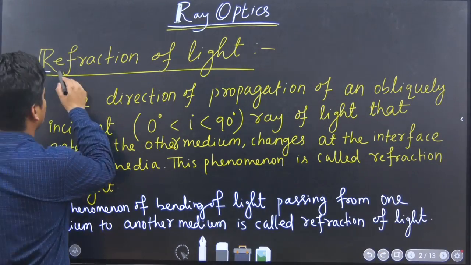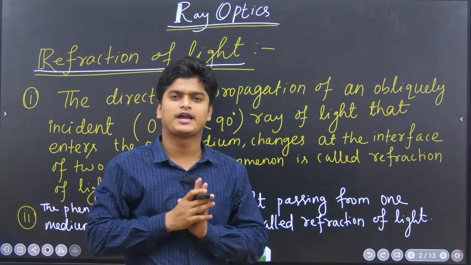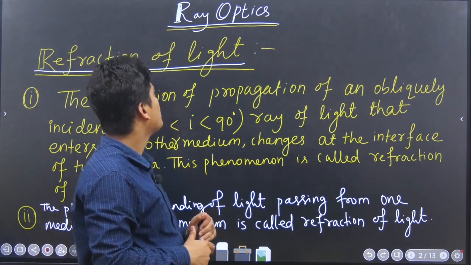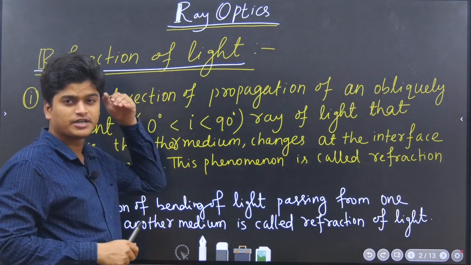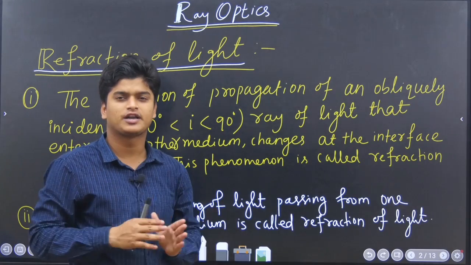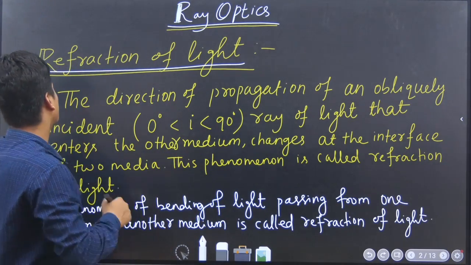Refraction mostly comes under ray optics. That means here the light you are considering is a ray of light. And ray optics is also called basically what? Geometrical optics. Some geometrical pictures we have to understand, some angles we will understand. So that's why it is also called geometrical optics.